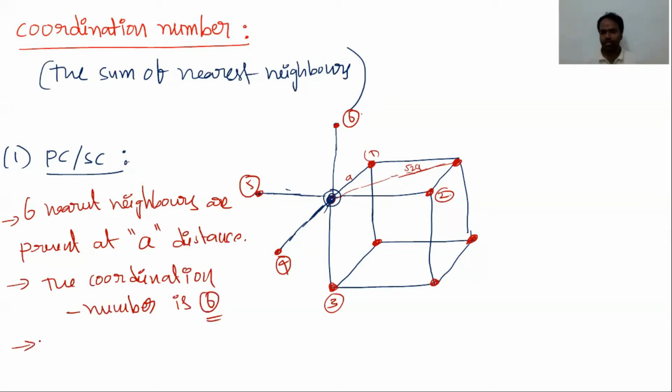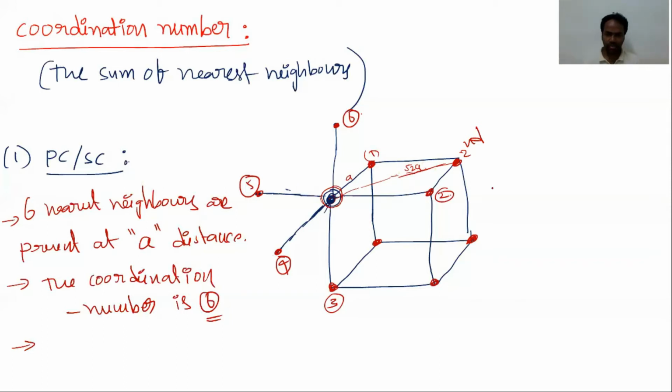In IIT exams, they rarely used to ask for the sum of second nearest neighbors. These are the first nearest neighbors, 1, 2, 3, for our lattice point. The second nearest neighbors are these ones. From here to here, what is the length? Root 2 a distance.